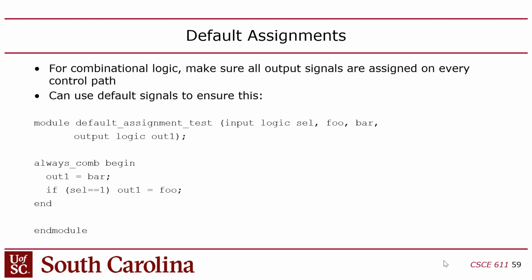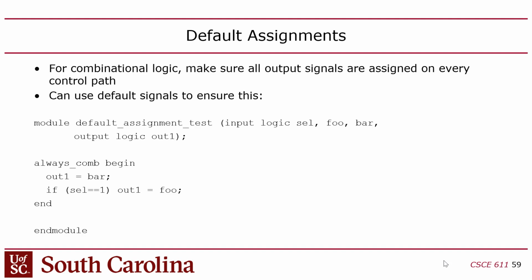So here's another way you could write it. This gets even more confusing. I can assign a default output of out1, I can set it to bar. But then if select equals 1, and notice I forgot to put 1 apostrophe B1. I screwed that up. Remember I said you're supposed to put the width on here and I didn't do it. I said this is bad, I need to fix.